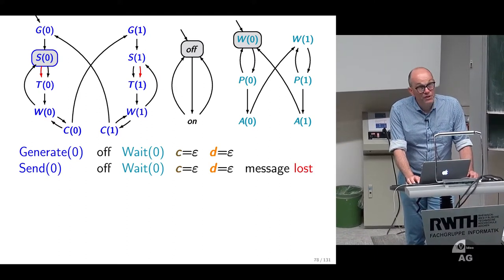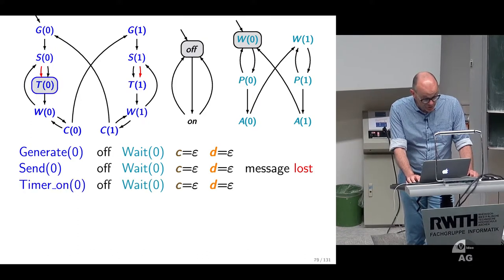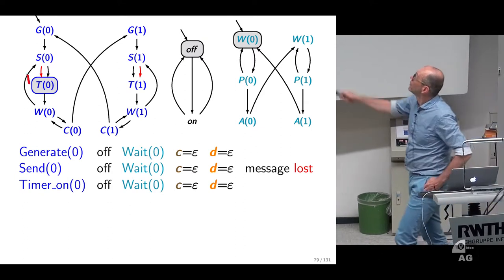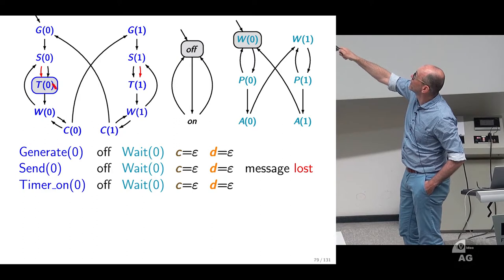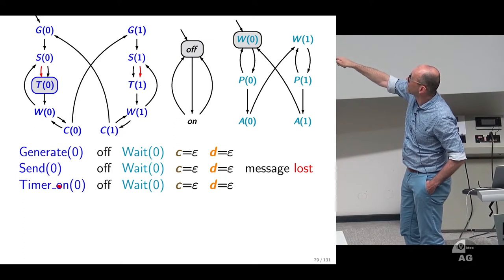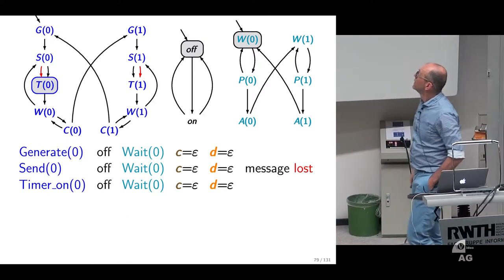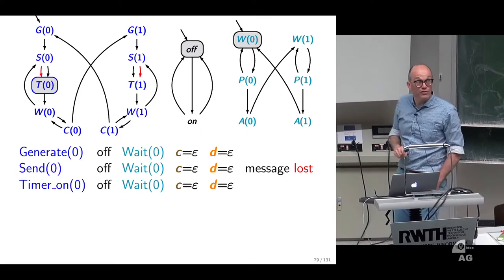Now let's suppose the message is lost. So that means S0 becomes T0. So we move here, we go to this thing, and now we turn on the timer. So we are in this location, which is indicated here, a timer on 0. This T is just a shorthand for timer on. Nothing changed to the timer, nothing changed to the receiver, nothing changed to the channels yet.